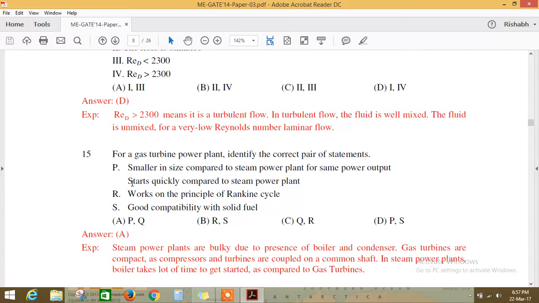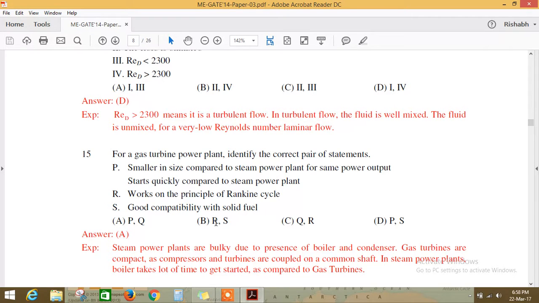I'm sorry, actually this is option Q. So PQRS, here I have missed the Q option. I have to write Q here. So P and Q are correct. This is wrong actually. Steam power plants work on the Rankine cycle, not gas turbine power plants. Gas turbine power plants work on the Brayton cycle. So P and Q are correct, so option A is correct.